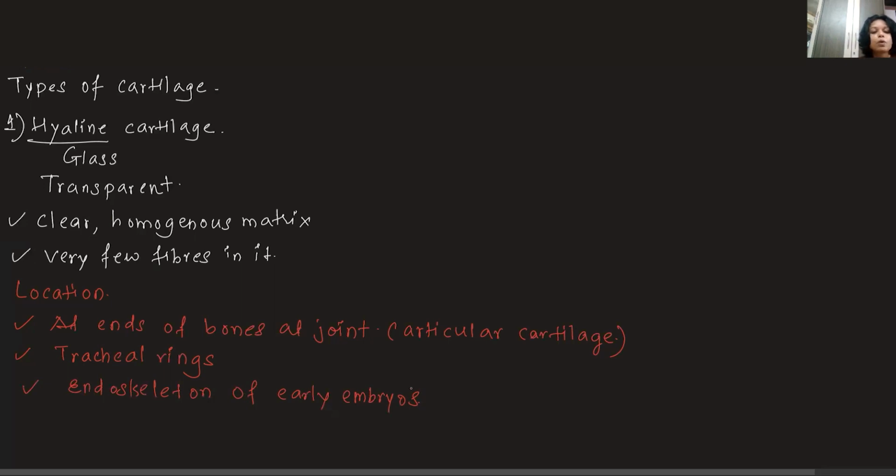Embryos are supported by an endoskeleton which is made up of hyaline cartilage. Later in the development, this endoskeleton of cartilage gets converted into bone. It undergoes a process called ossification and it forms bone. It turns into bone. But initially, when it was formed, it was made up of hyaline cartilage, right?